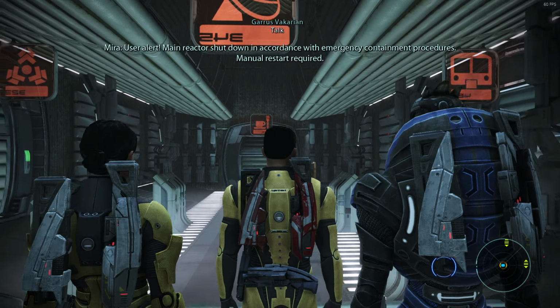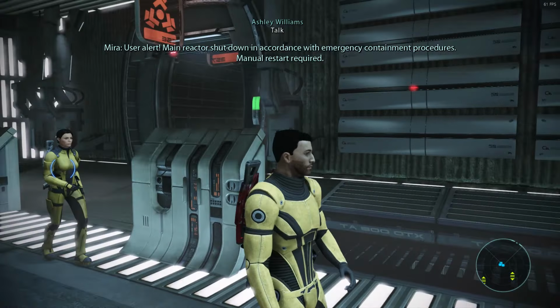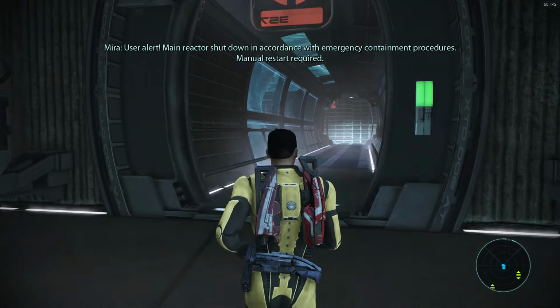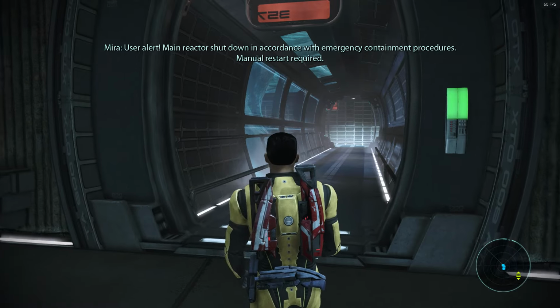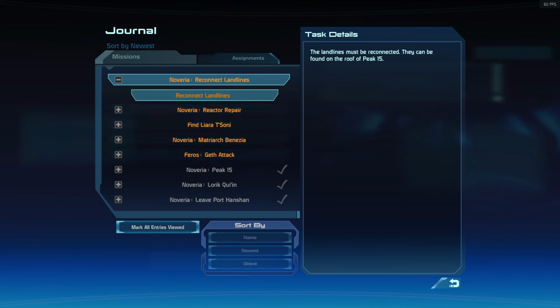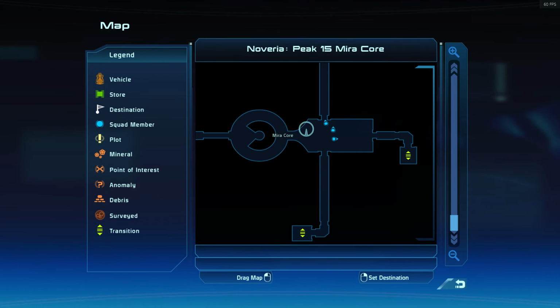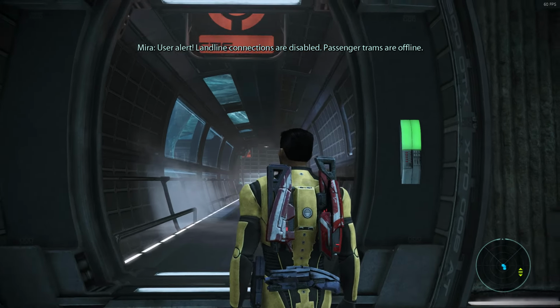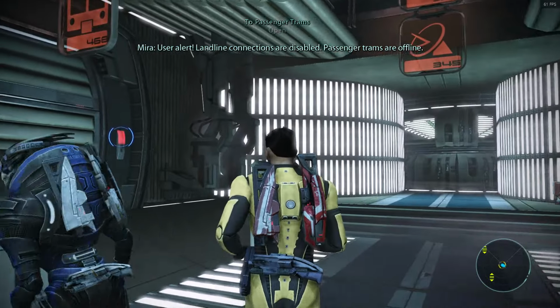Shut down in accordance with emergency containment procedures. Manual restart required. User alert. Landline connections are disabled. Passenger trams are offline.